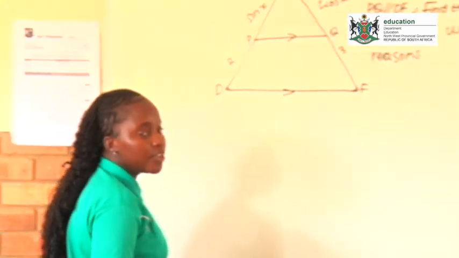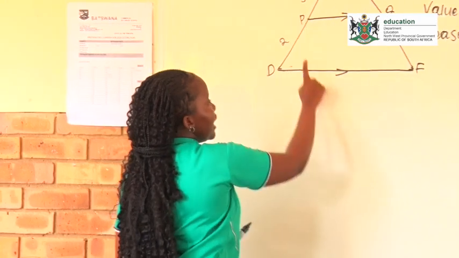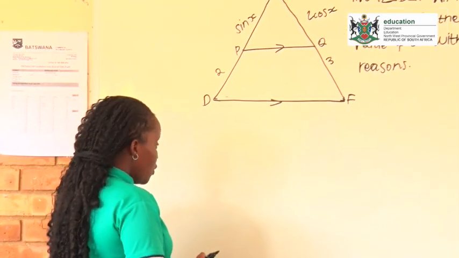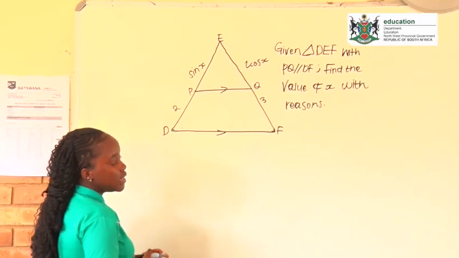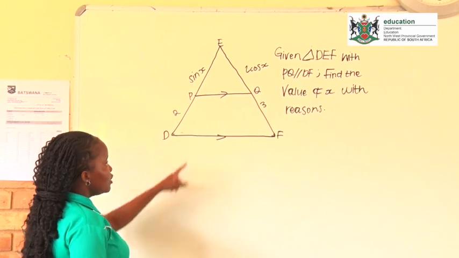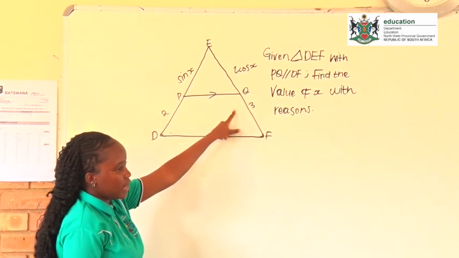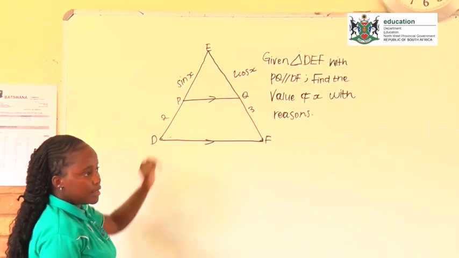So as Sir has already mentioned, this question is an integration of topics, which is trigonometry and Euclidean geometry. So we can see the theorem, the proportionality theorem, which states line drawn parallel to one side of a triangle divides the other two sides in the same proportion.